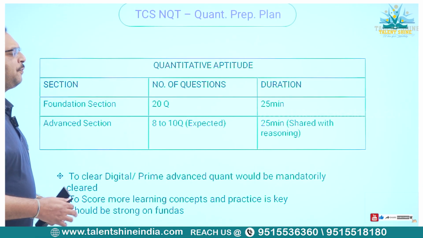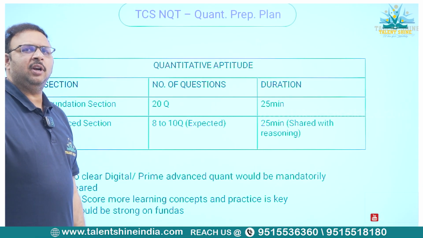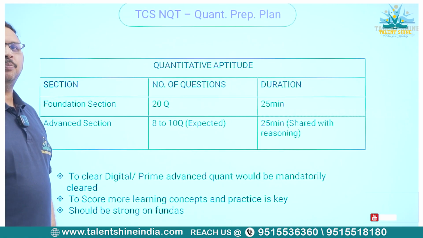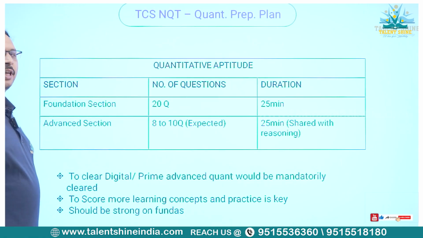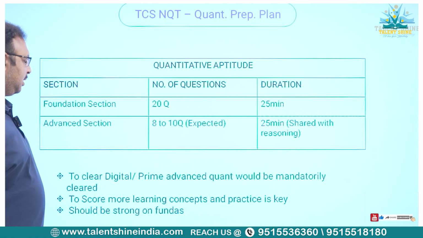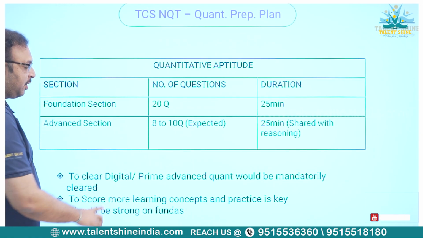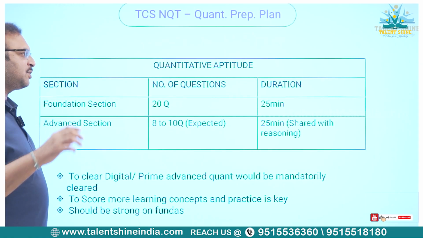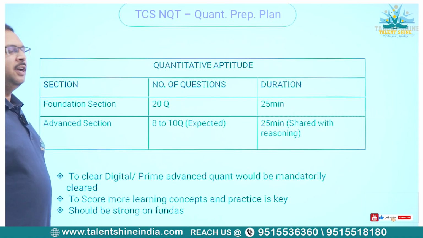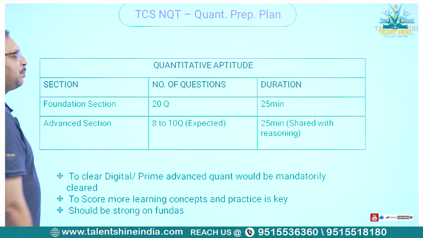If you want to clear Digital or Prime, you should definitely clear both sections. Only then are you able to get eligibility for Digital or Prime. So if your target is Prime or Digital, you must focus much on this section. It's a very important section to clear Digital or Prime.